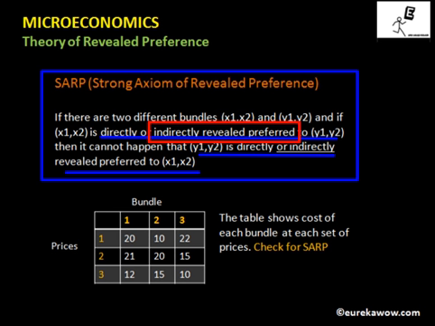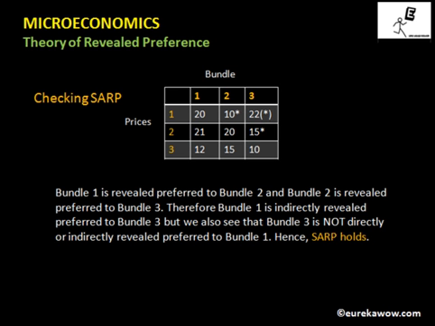Now we will take an example and see if SARP is satisfied in this case or not. So this is the expenditure table. In this case, I have not drawn the observation table. I am directly giving you the observation table corresponding to the prices of the three observations: observation 1, observation 2, observation 3, and the bundle chosen corresponding to observation 1, observation 2 and observation 3. Now the cells represent the expenditures. Now we will have to check for SARP in this case.